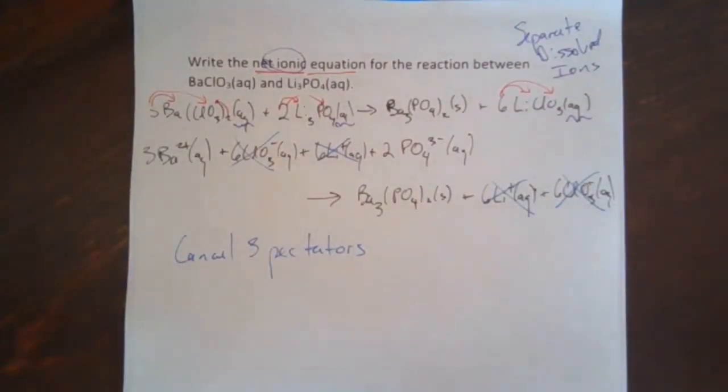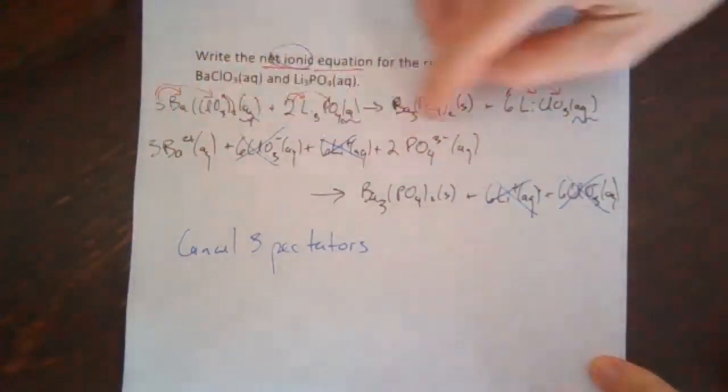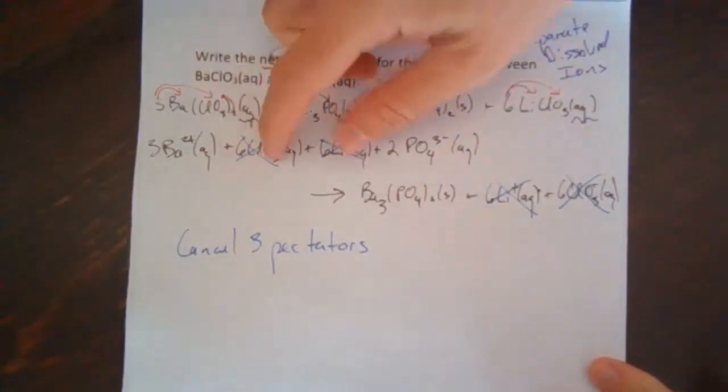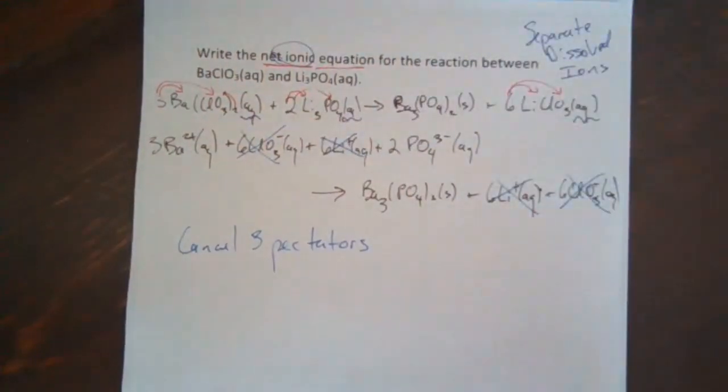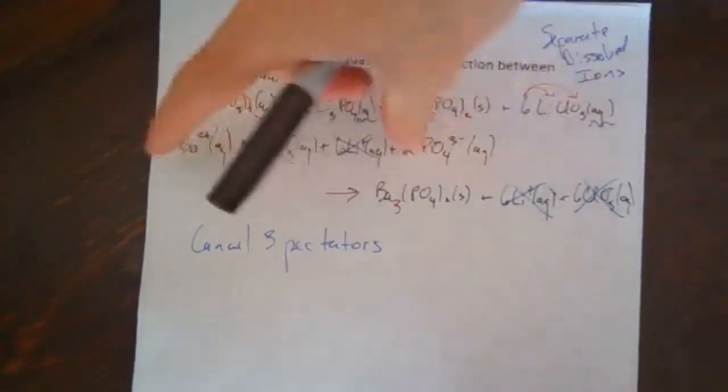Basically, spectators is literally the same word that's used for a sporting event. Barium and phosphate change. Chlorine and lithium don't. They're not part of the action. They were floating around by themselves before, floating around by themselves afterwards. There is no change for them. They are simply watching the action. So where there is a change is right here and right here.